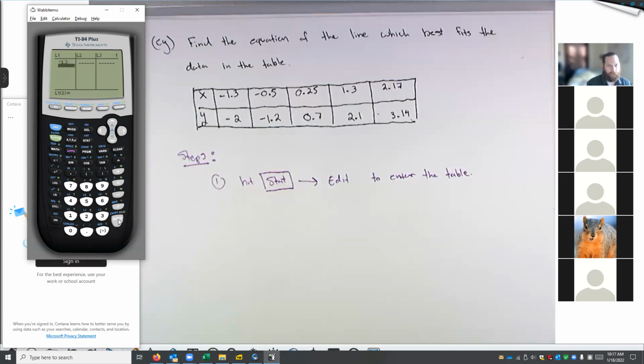All right, -1.3, and then next was -0.5. And then next was 0.25. I always like to put the zeros ahead of the decimal. Then 1.3. Then 2.17. All right, so there are my X values going into L1, or list 1. And then in L2, across from each X value, you're going to put the associated Y value.